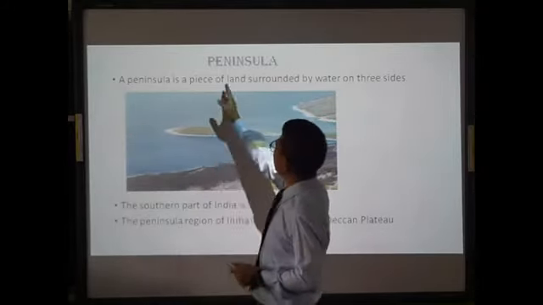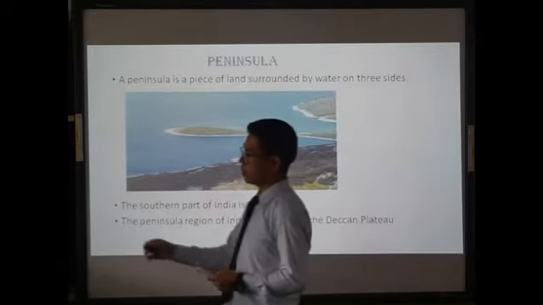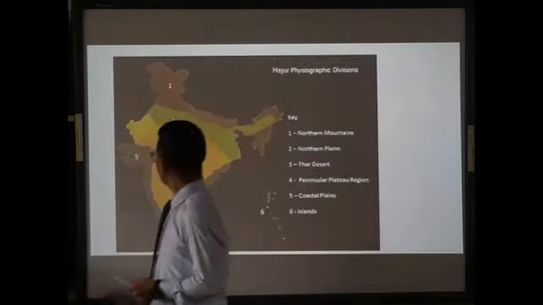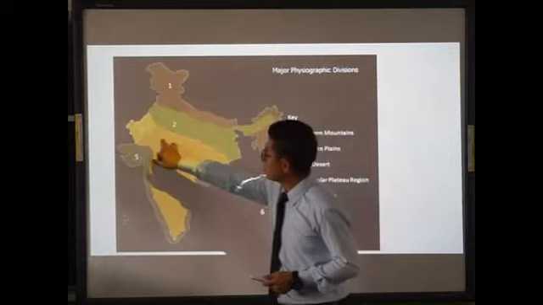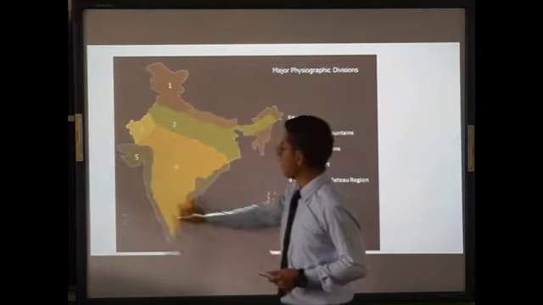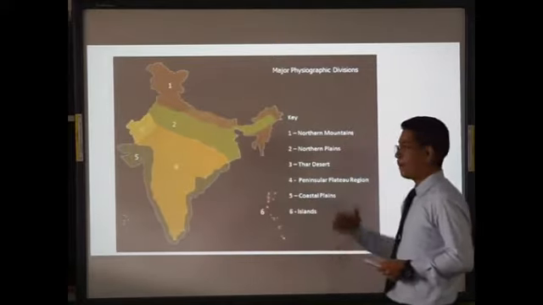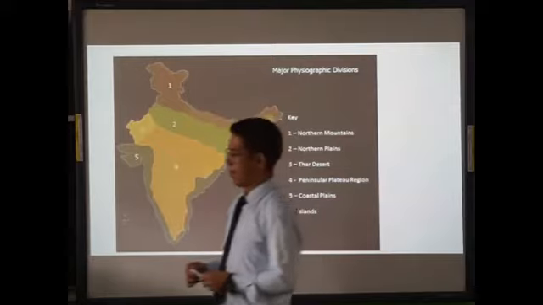The peninsula region of India is also called the Deccan Plateau. So let's see where these things are. The peninsular plateau region in India is number 4. You can see this part in the yellow color. All this part belongs to the peninsular plateau region, or the Deccan Plateau.